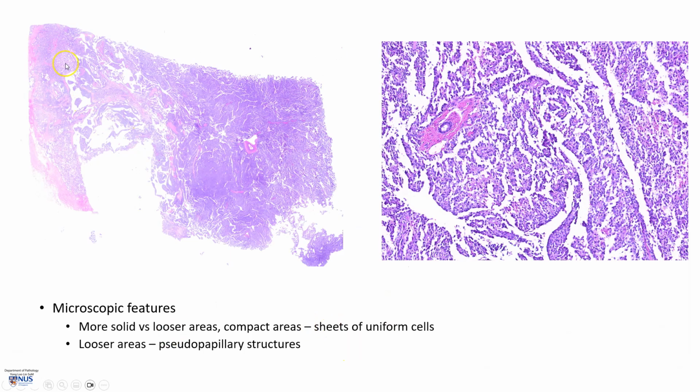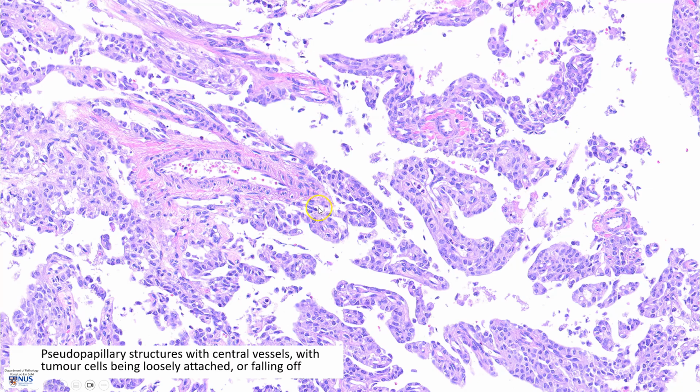Microscopically, there will be more solid and looser areas, just as we saw, and the tumors usually form sheets of fairly uniform cells. In the looser areas, for example here, the tumor cells form pseudopapillary structures. Here is a higher magnification view showing the pseudopapillary structures. You can see a nice vessel here within a fibrovascular core, and the tumor cells that are very loosely attached or falling off these fibrovascular cores.